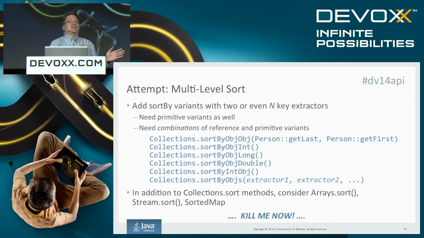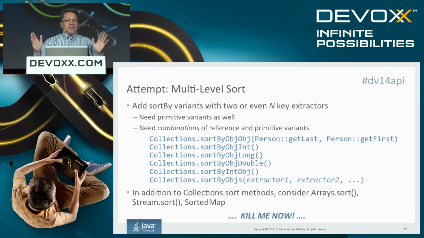This is just Collections.sort. Now we're going to add 72. I'll just make that up. I think there's 72 new sort methods. And you have to add them to Arrays.sort. And then Stream.sorted too, that's right. And then there's the sorted map family, right? And we want to be able to specify all those variations of sorting. Kill me now. All right.